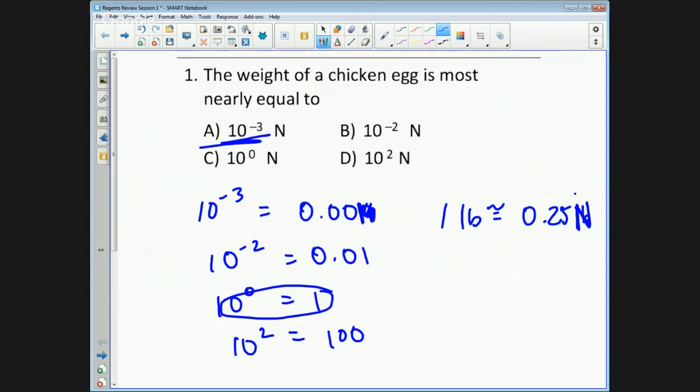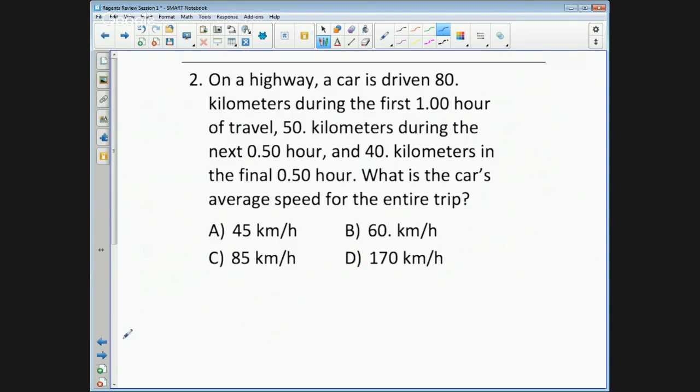Someone says, Moria Humiston says 1 newton is about the weight of an apple. Yeah, that's true. It's also approximately the weight of a stick of butter. So if you can remember that it's the approximate weight of an apple, and then you think of what a chicken egg feels like, it feels as heavy as an apple. Okay, let's move on to the next one.